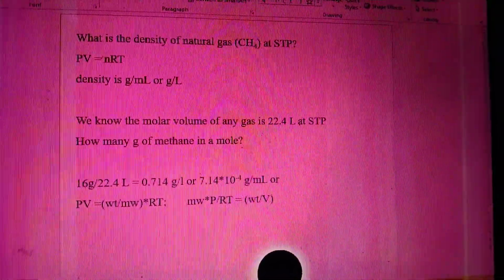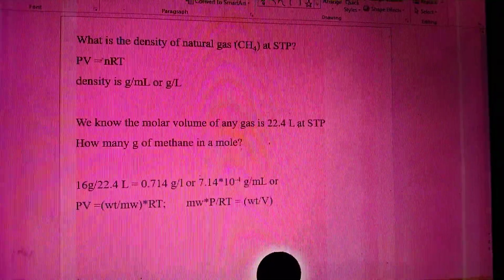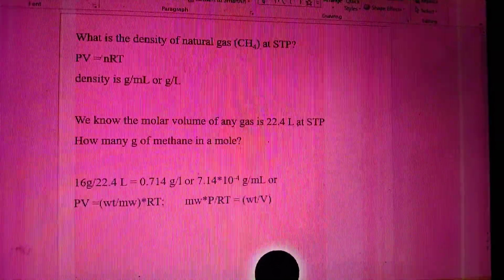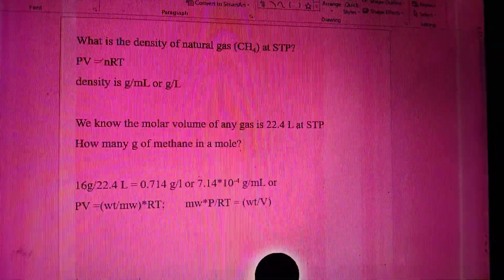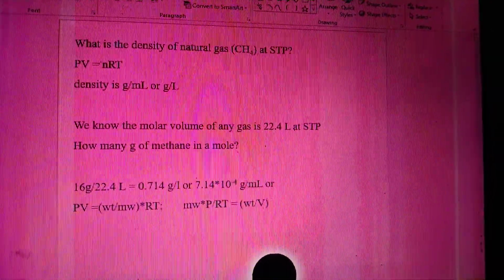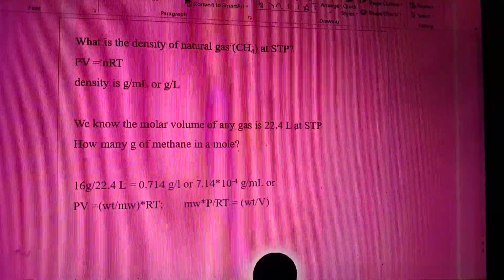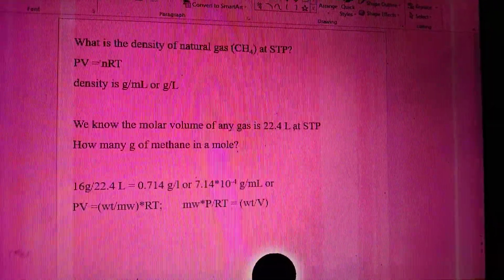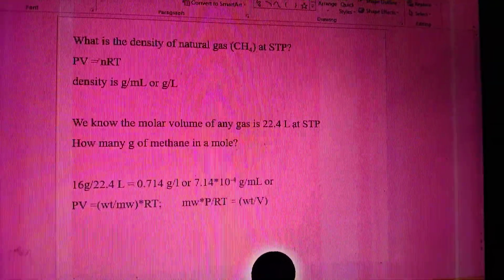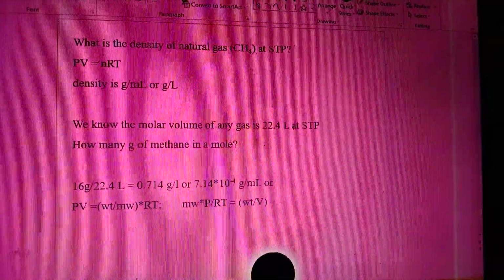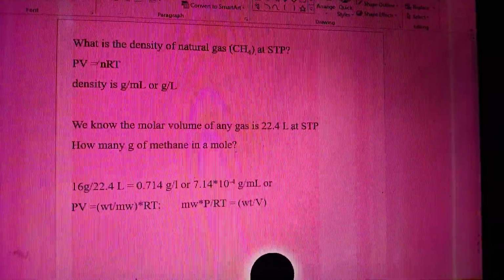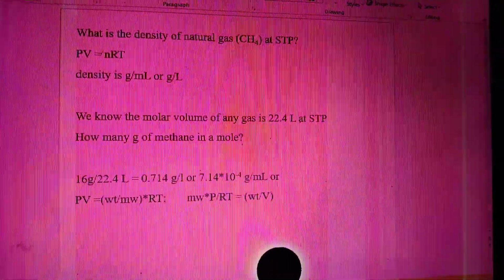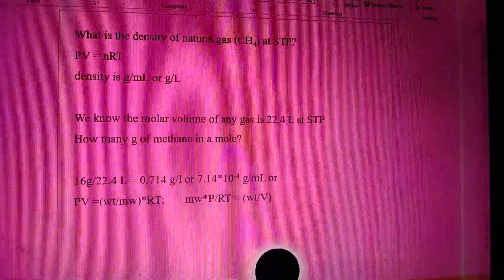What is the density of natural gas, CH4, at STP? So the formula is PV over nRT, and density is equal to grams per milliliter. We know the molar volume of a gas is 22.4 liters at STP. How many grams of methane per mole? So that's the equation and the answer.